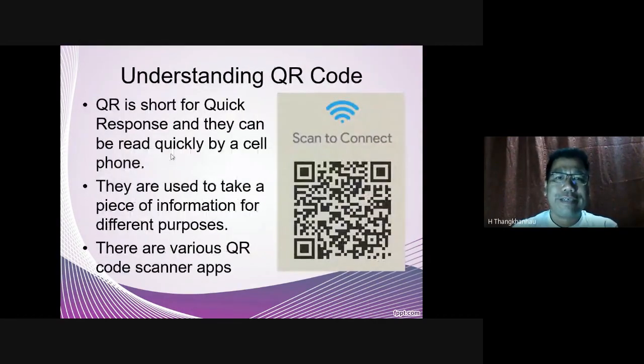The next slide is regarding understanding QR code, okay? QR is short for quick response, and they can be read quickly by a QR scanner. There can be a camera which can scan QR, okay? All the mobile phones nowadays come with a QR scanner, okay? So they are used to take a piece of information for different purposes, all right? And there are various QR scanners available in the App Store or Play Store, etc.